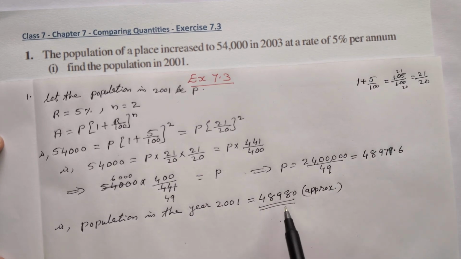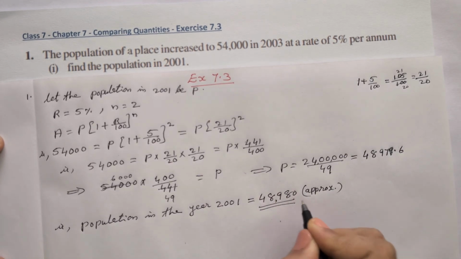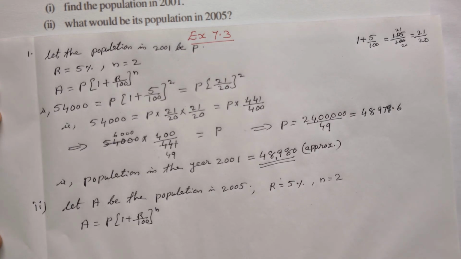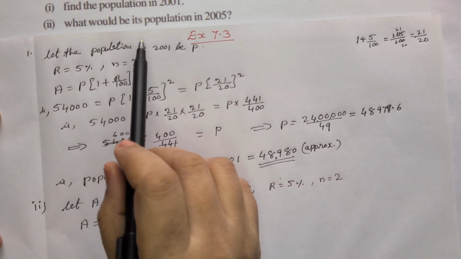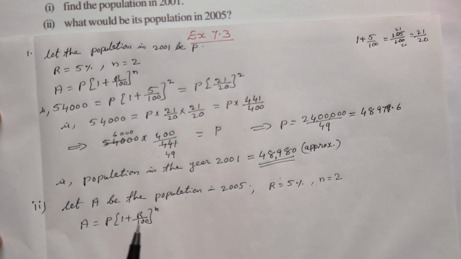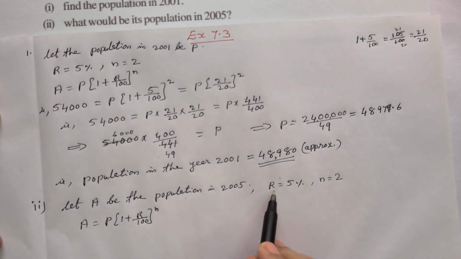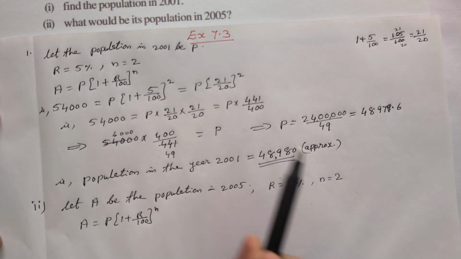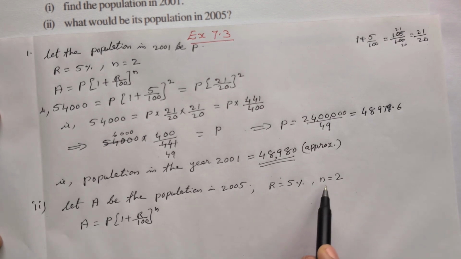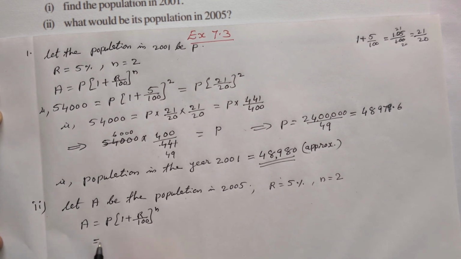Population in the year 2001 is equal to 48,980 approximately. Now second part of that question, that is what would be its population in 2005. So we can take, let A be the population in 2005, same as before. Rate R is equal to 5% and N is equal to 2. We are taking 2003 population, that is P, and from 2003 to 2005, 2 years. So N is equal to 2. You can put the value here. A is equal to, in 2003 it was 54,000.